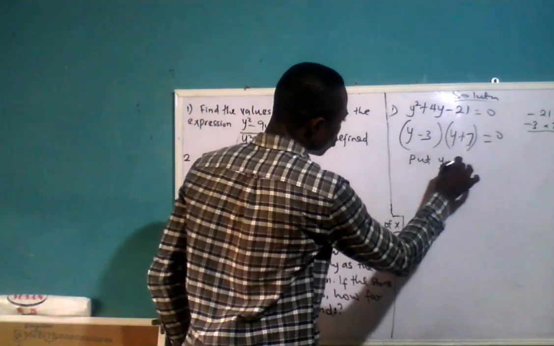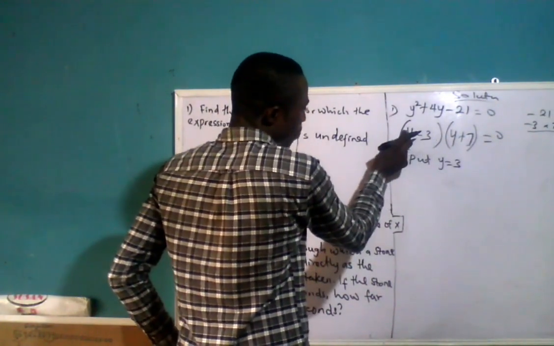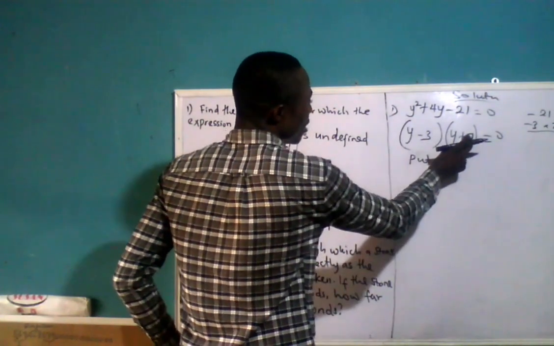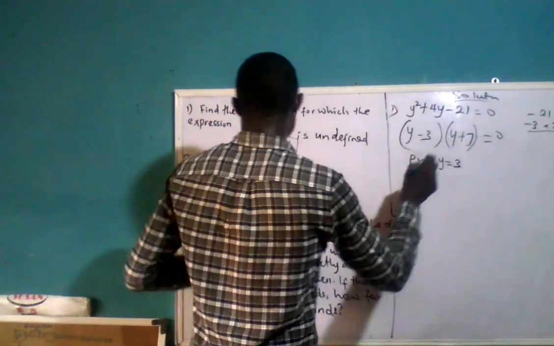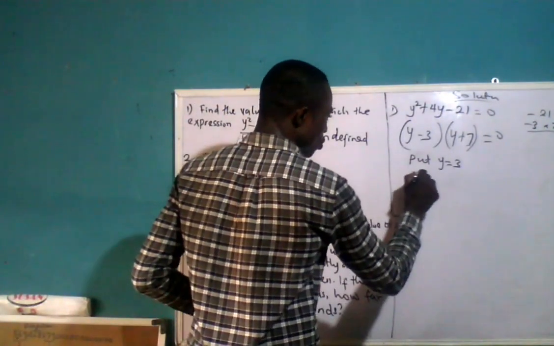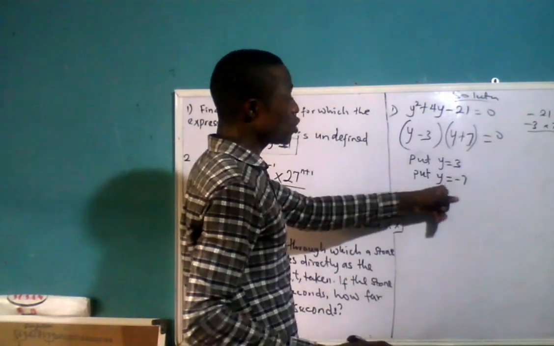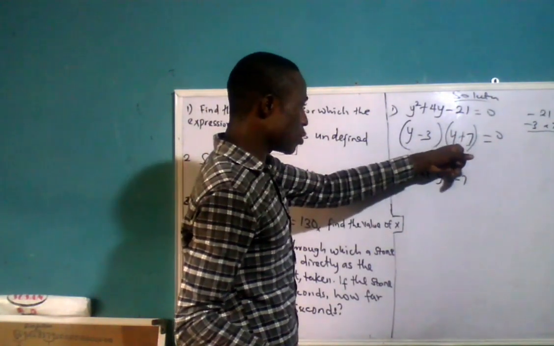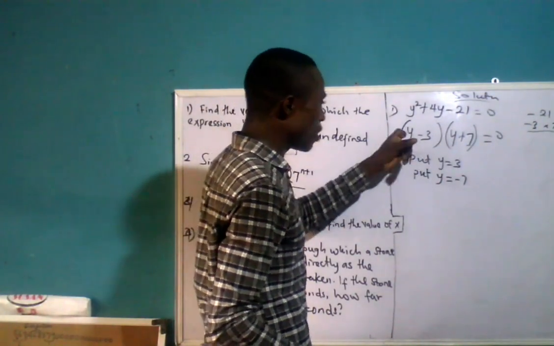If you put y equals 3 into this bracket, it means that you have 3 minus 3. That will give you 0. So 0 multiplied by whatsoever you have here will be 0. So you have 0 equal to 0. Therefore, y equal to 3. 3 is one of the values that can make this expression undefined. Now let's go further and put y equals negative 7. If you put y equals negative 7 into this bracket, this particular bracket will turn to 0 because negative 7 plus 7 will give you 0, and 0 multiplied by whatever you have there is 0, and you have 0 equal to 0.